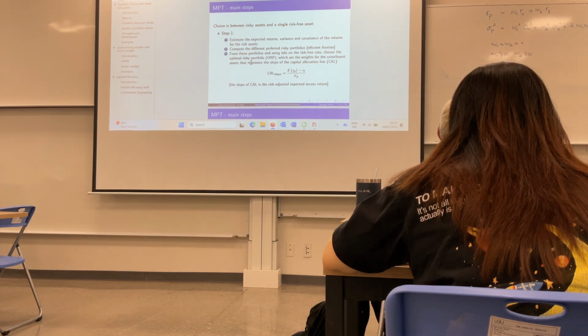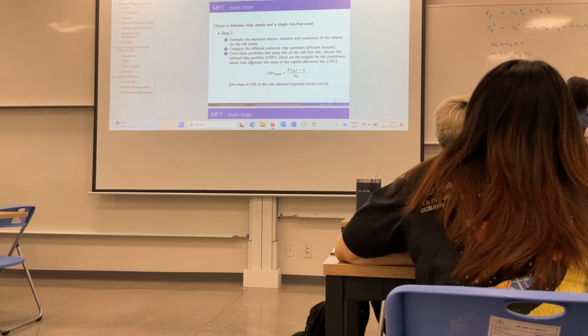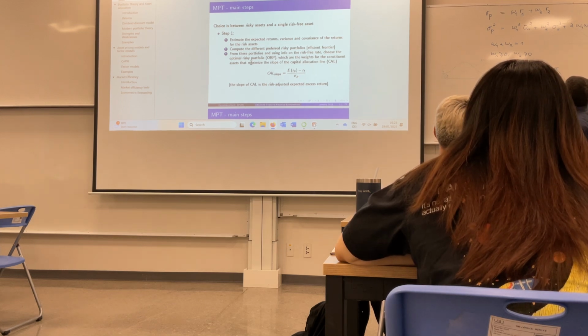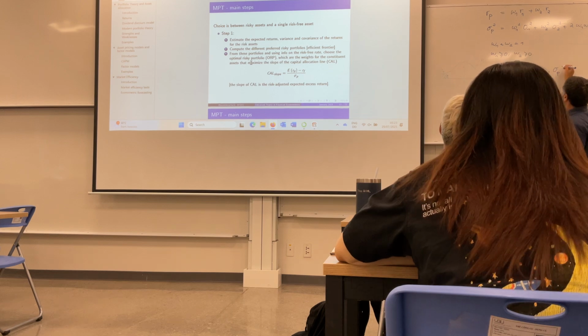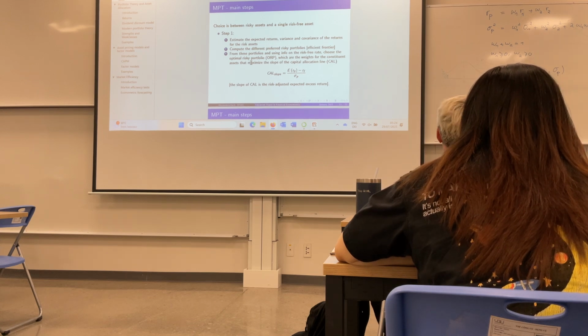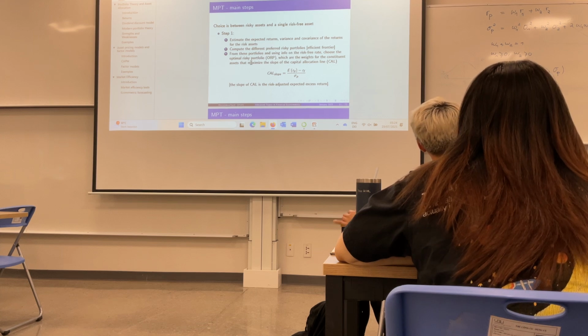So we have a utility function, and the utility function is a function of the return of the portfolio and also the standard deviation of the portfolio. All right, so that's what we have here. But of course, these are a function of the weights, right? So we wish to maximize the utility of the investor in W1 and W2.